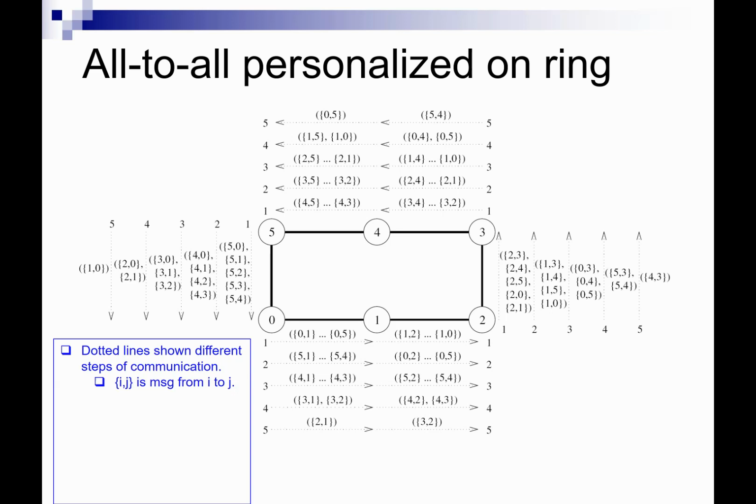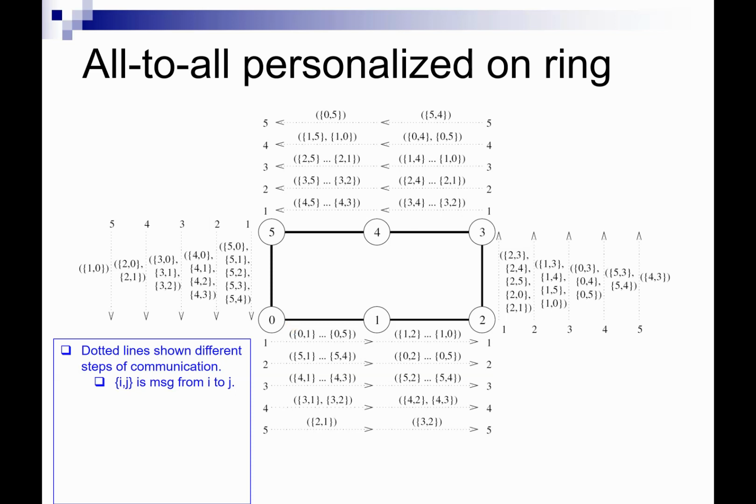Okay, now in all-to-all personalized, what's going to happen is each process has a different value that it wants to send to all of the other processes. Okay, not the same value, but different values to all the other processes. Okay, and all processes want to send these different values to all the other processes. Okay, so that's the all-to-all personalized problem.